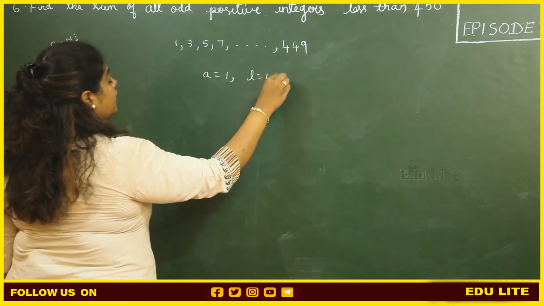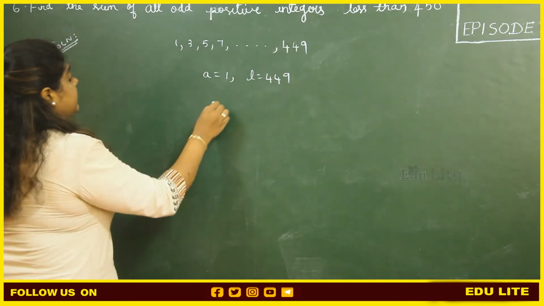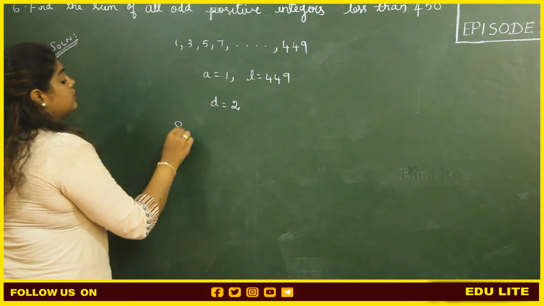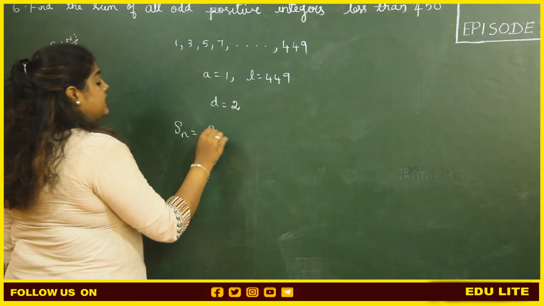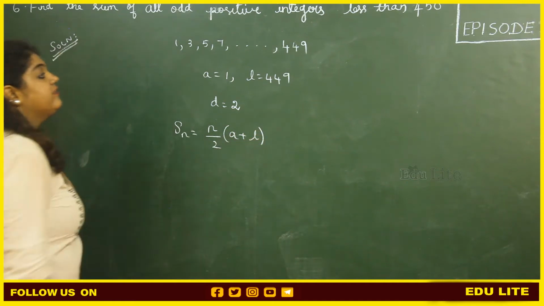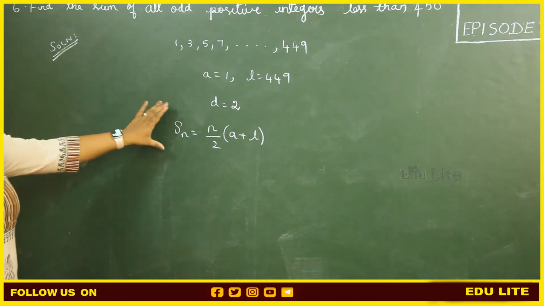So, from this we can write the value of A, which is 1, and the value of L is 449, and the value of D equals 3 minus 1, which is 2. We can use the formula of Sn as n by 2 into (A plus L), but we are not given the value of n. We can find the value of n and then simplify.